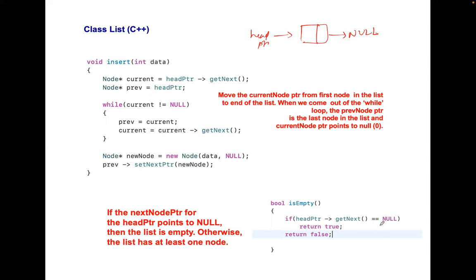So we can check whether the list is empty by checking the next pointer of the head node. The head node means the node that is pointed to by the head pointer. So head pointer get next equals null. If it is true, then we say that the list is empty. But if it's not null, it means we have at least one value in our list.